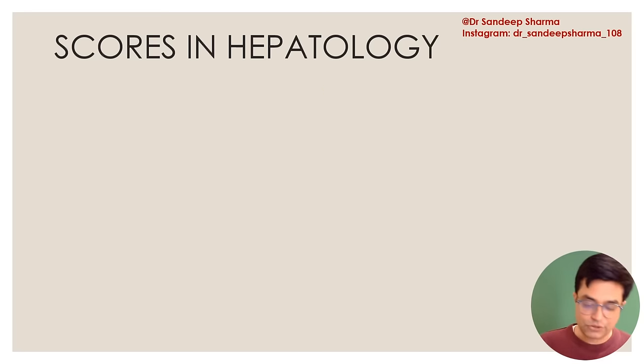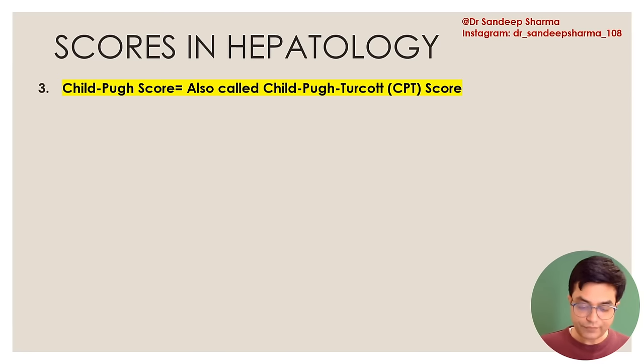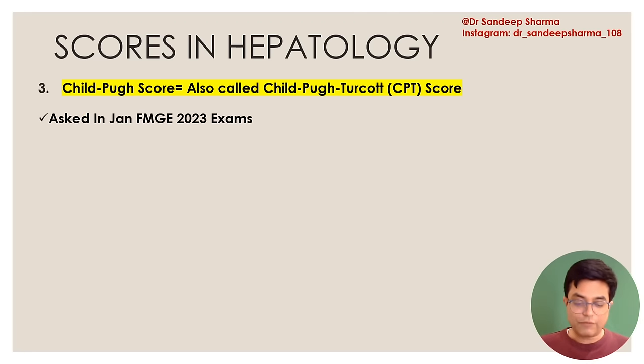Look at the third score. The third score on which a recent question has been asked, as recent as 2021 paper, is Child Pugh score. Child Pugh score is also called Child Pugh Turcotte score. So if they put Child Pugh Turcotte score or a CPT score, it is not any other score, don't get confused. It is the other name for the Child Pugh score only. Child Pugh score was asked in the January FMG 23 exam also.